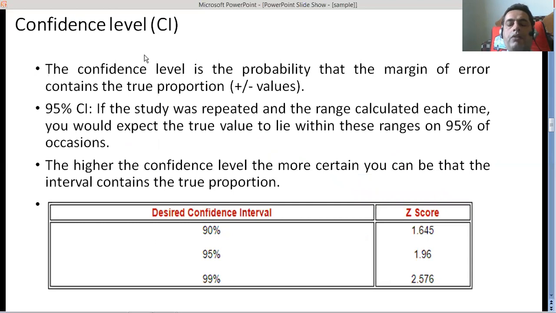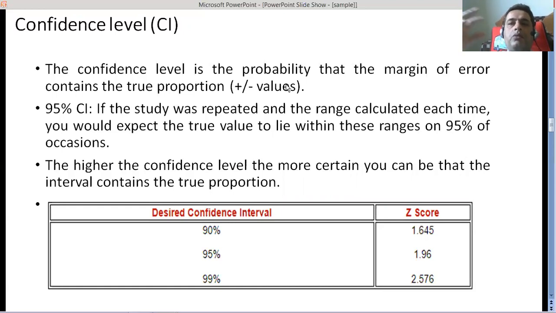What is the confidence level? First, we describe the confidence level. The confidence level is the probability that the margin of error contains the true population value. The margin of error, or the precision that you have given in the form of plus and minus 10%, plus and minus 5%, plus and minus 20%, along with the actual value that you have determined, this confidence level is telling you that the real proportion or the real prevalence of that particular disease would be in between these plus and minus values, plus and minus 10%.